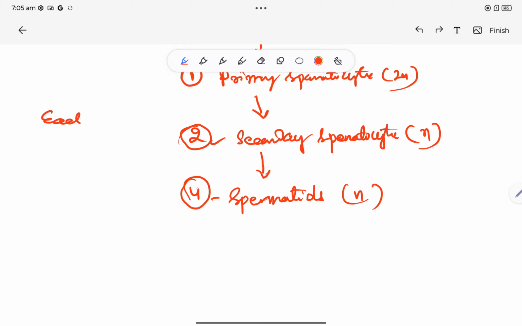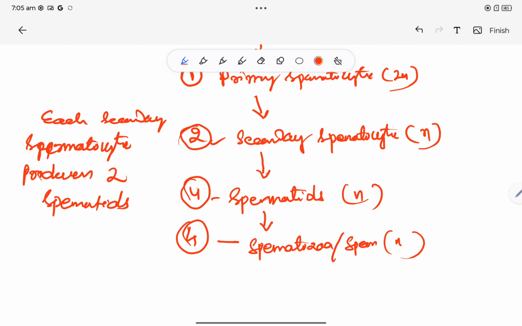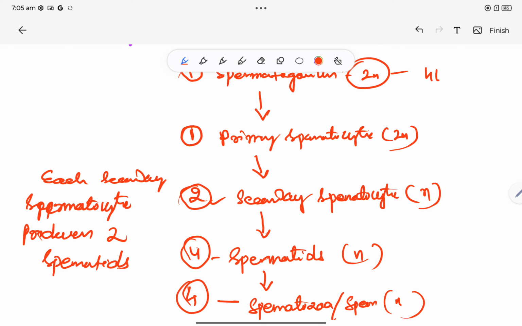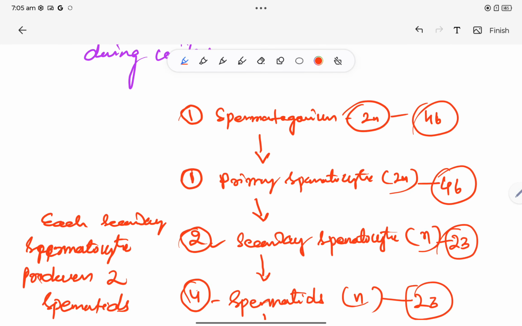Each secondary spermatocyte produces two spermatids. Now four spermatids produce four spermatozoa, the sperms. So I think it is clear to you. You will not have any problem with ploidy. 2n means 46 chromosomes. Here also it is 46 chromosomes. This is 23 chromosomes, this is 23 chromosomes and this is also 23 chromosomes. So there will be no confusion in ploidy and number now. Whatever question is asked, I hope you can answer.